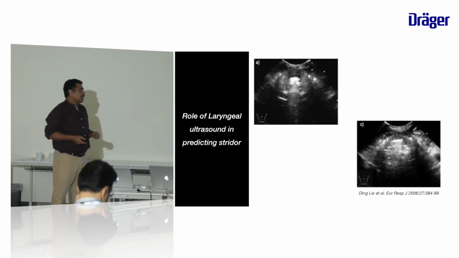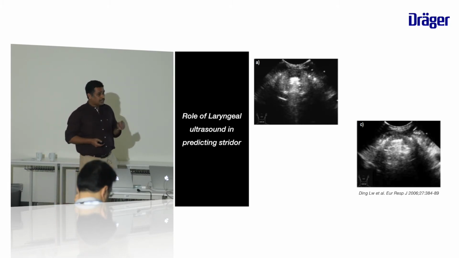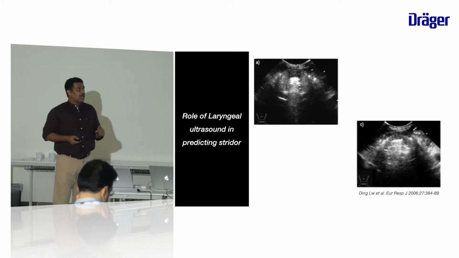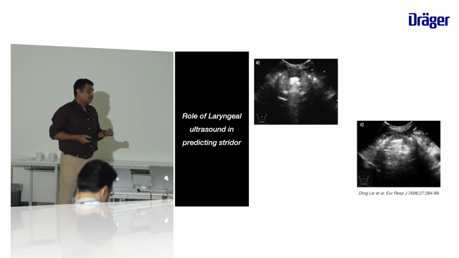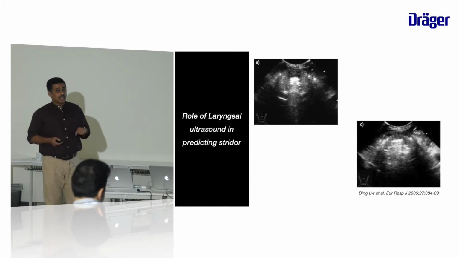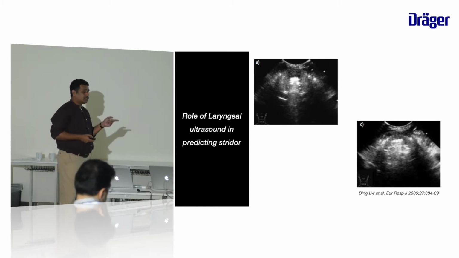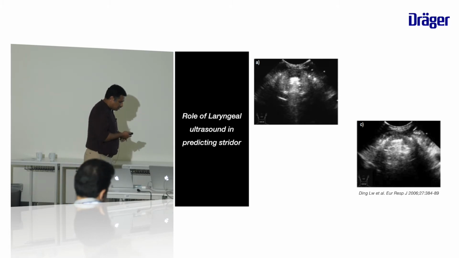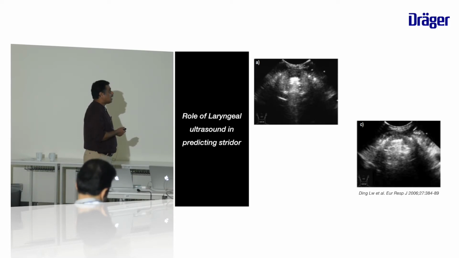Again, laryngeal ultrasound has a role to find out upper airway obstructions, not lower airway obstruction. And it is easy to predict postoperative stridor in mechanically ventilated patients with upper airway ultrasound. You find an air column. You can see it just like pleural sliding in normal patients, and there is an air column anterior to the endotracheal tube.